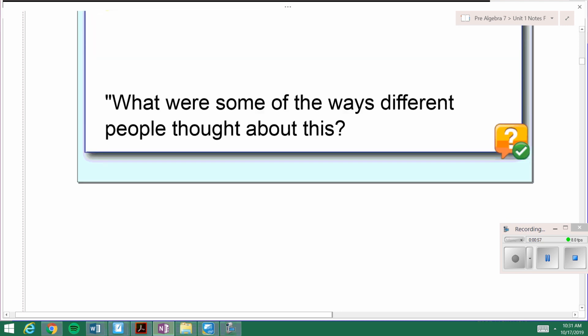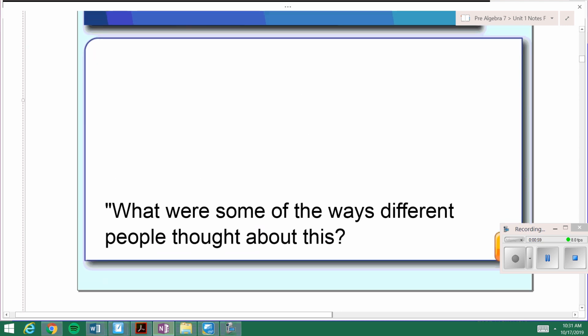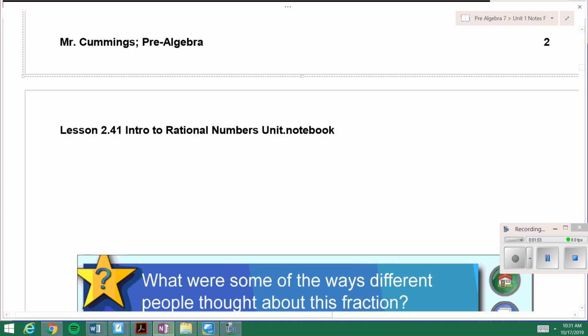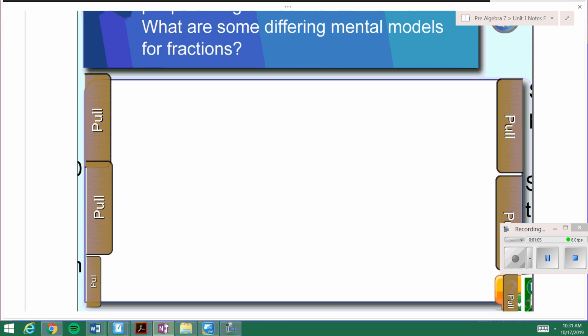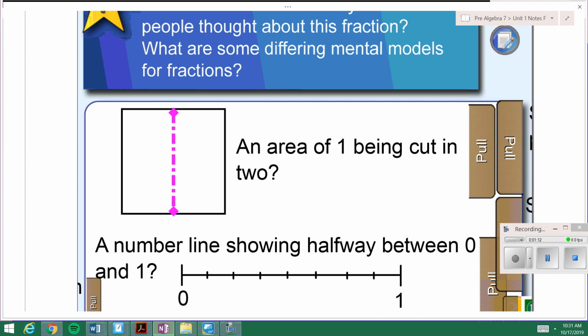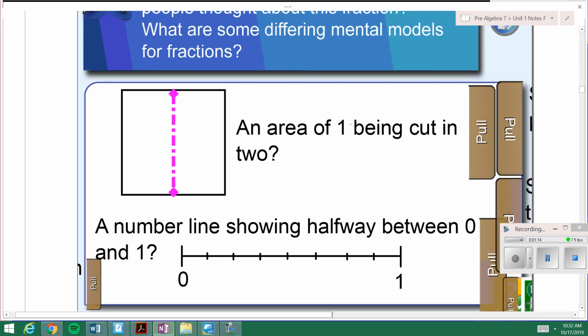Okay, so when I typically go around the class and I ask this, there are some different ways that people think about this. Some people might think about pizzas or apple pies or something like that, and that would be simply like an area of one being cut in half. So if I draw a pizza pie, that would be simply half of the pizza pie on that side and half of the pizza pie on the other side.